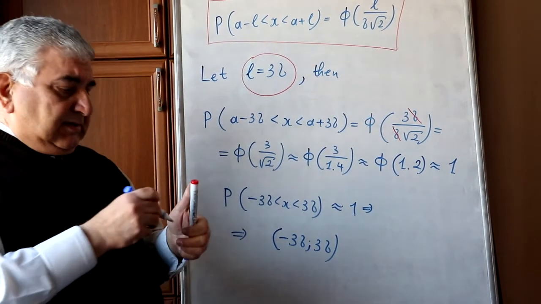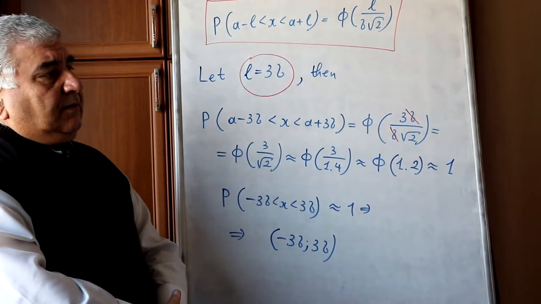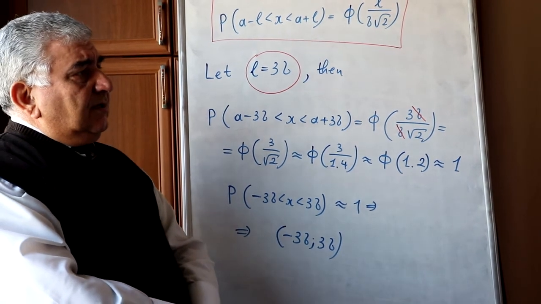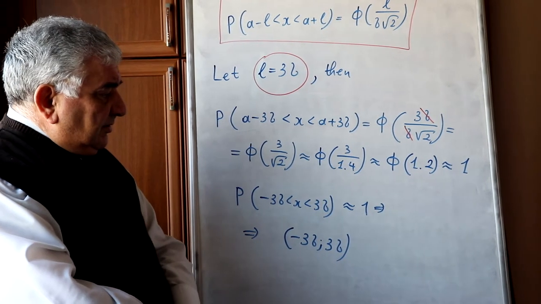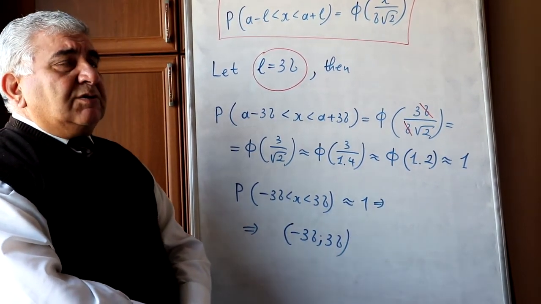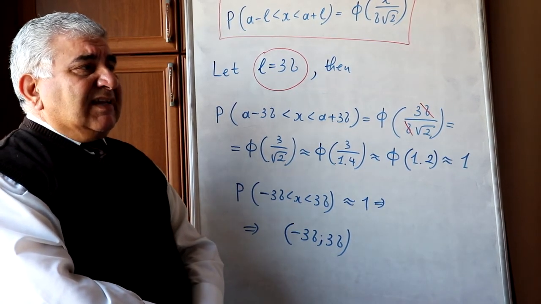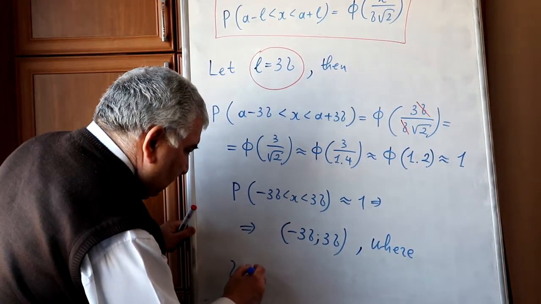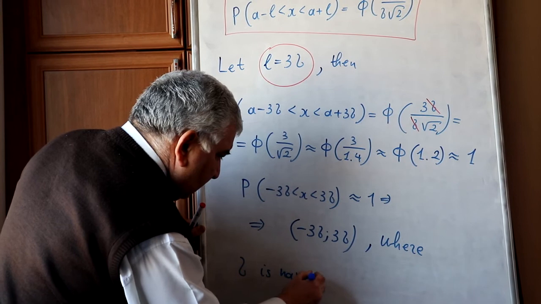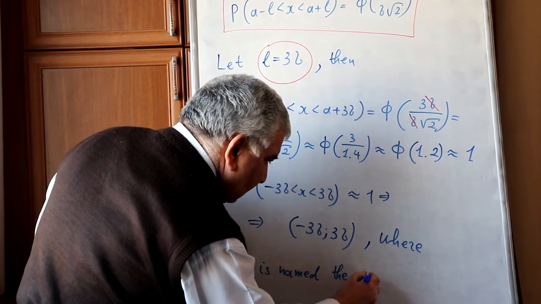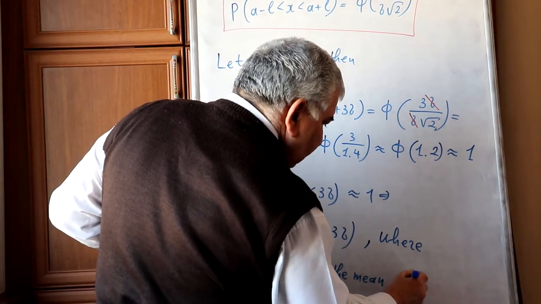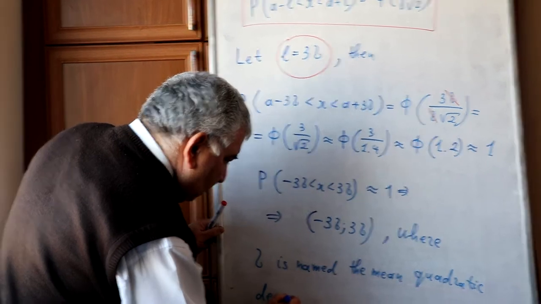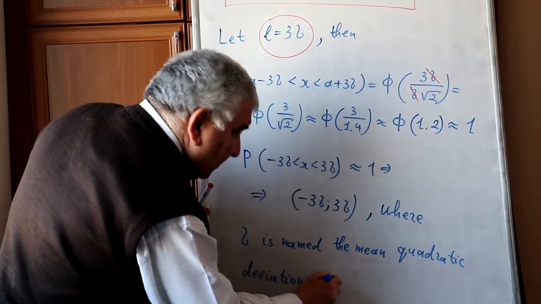Here sigma is named the mean quadratic deviation, or simply the standard deviation.